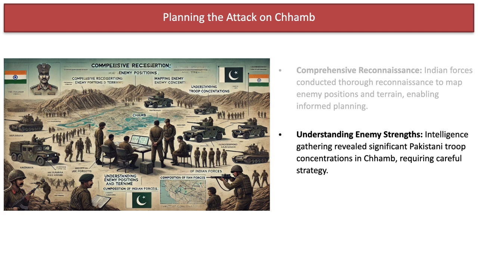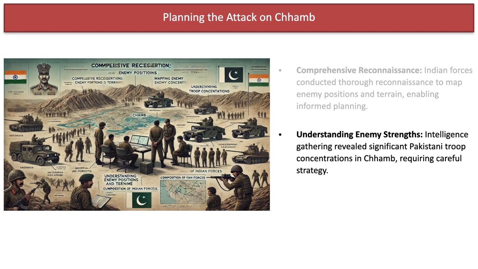Knowing this, friends, Indian military leadership understood that any attack on Chum would require careful strategy and planning. They couldn't rely on sheer numbers or straightforward advances. They needed to outthink the enemy. The intelligence gathered helped them to understand the enemy's capabilities, strength, and potential weaknesses. It allowed them to identify where the Pakistani troops were most heavily concentrated and which positions might be more vulnerable to attack.